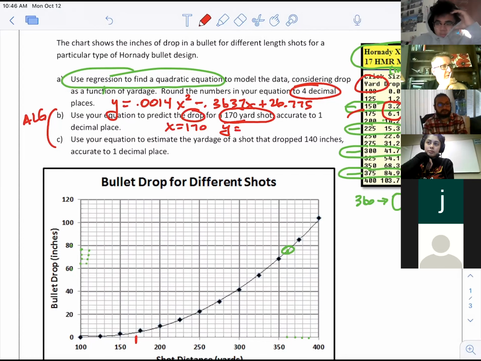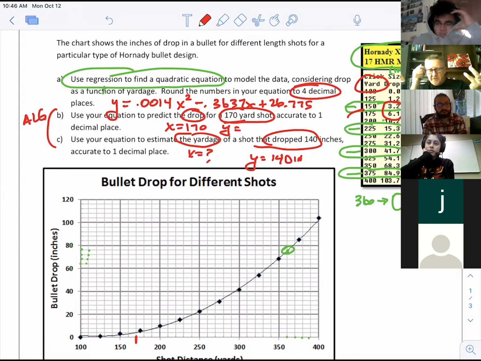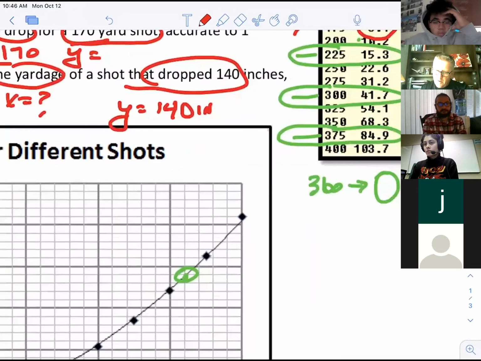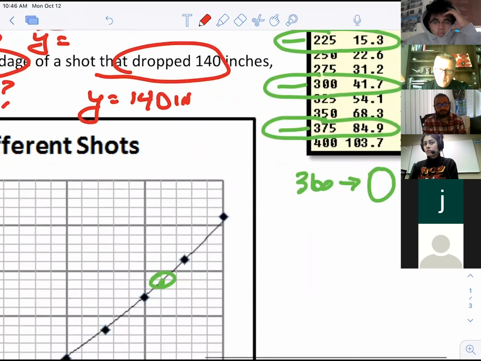What about the second one? It says do the opposite. Use your equation to estimate the yardage. Estimate the yardage, isn't that X? If the shot drops 140 inches. And so notice, this is what's just fascinating: if you shot at a target and you measured how much it dropped, you could actually work backwards and figure out how long that shot was. But notice 140 is off the chart. Like 103 is the biggest one we have.